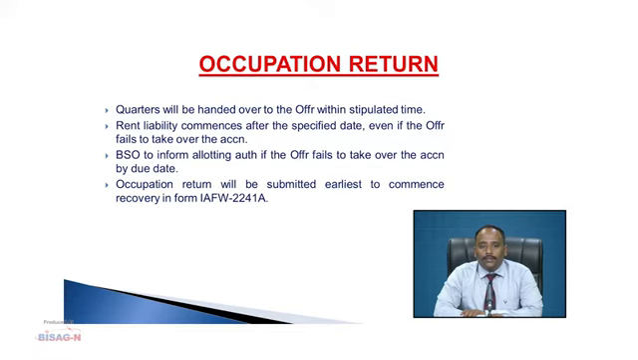Occupation return. Quarters will be handed over to the officer within stipulated time. Rent liability commences after the specified date, even if the concerned individual fails to take over the accommodation. The BSO has to inform the allotting authority if the individual fails to take over the accommodation by due date. Occupation return will be submitted earliest to commence recovery in form IAFW 2214 alpha.